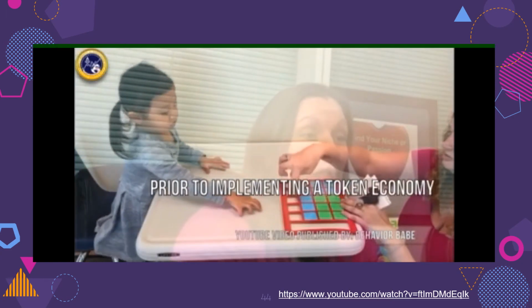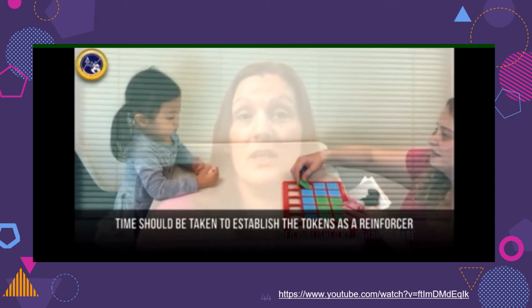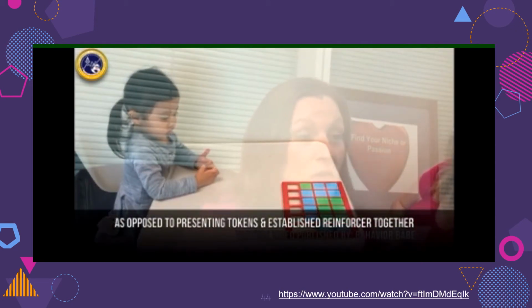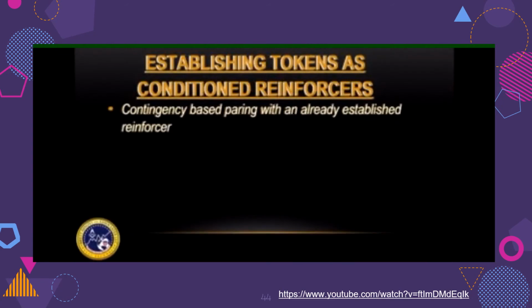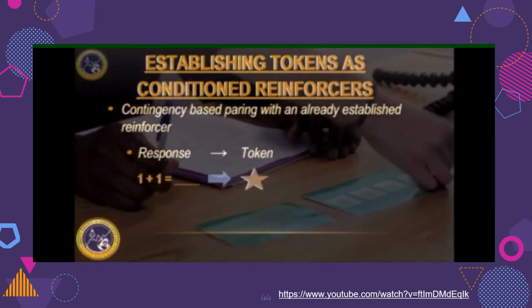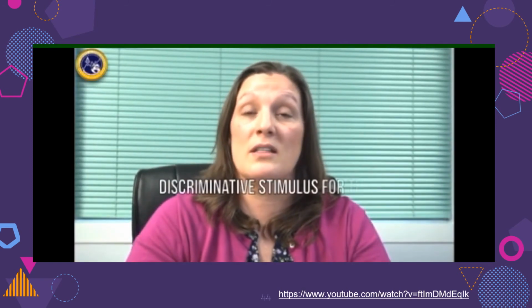Prior to implementing the token economy, time should be taken to establish the tokens as a reinforcer, as opposed to just presenting the token and the established reinforcer together. It's best practice to use a contingency-based pairing, where a response produces a token which is immediately exchanged for the backup reinforcer. This teaches the exchange response and establishes the token as a discriminative stimulus for the exchange.